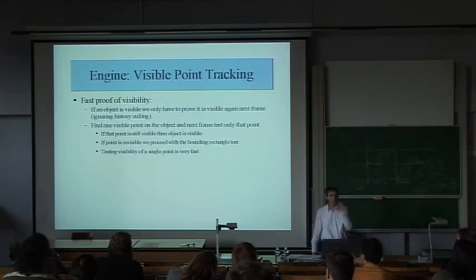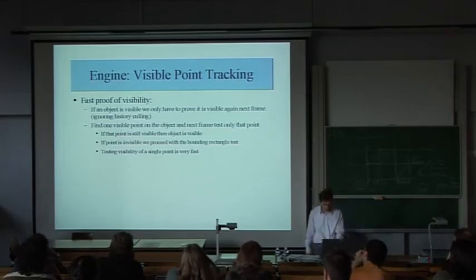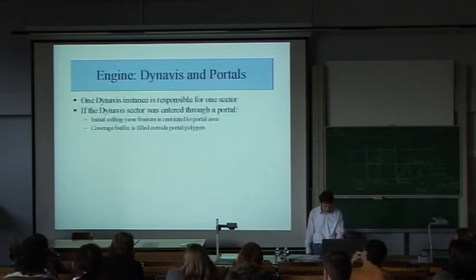Also, if we know one point of the object that is certainly visible, then next frame we can just test if that point is visible again, and we will only have to test a single point. If it is visible, then we know the object is visible. If not, then maybe we have to do more complicated tests. So there are lots of little optimizations. Well, this is not important.